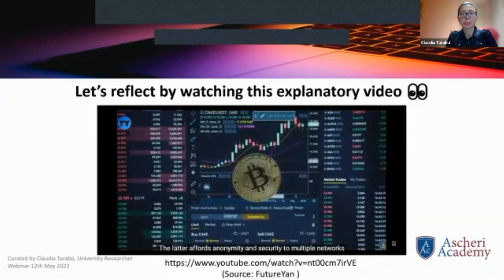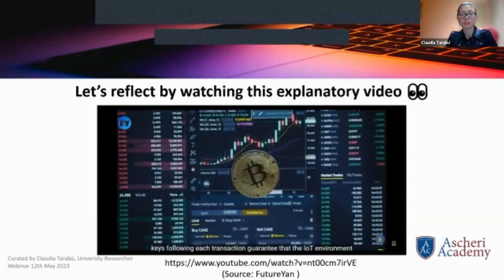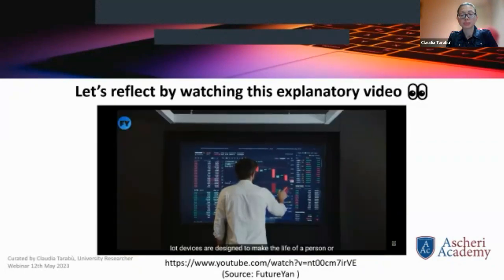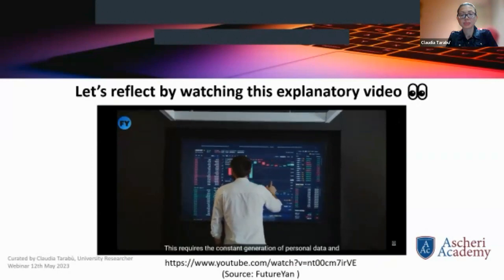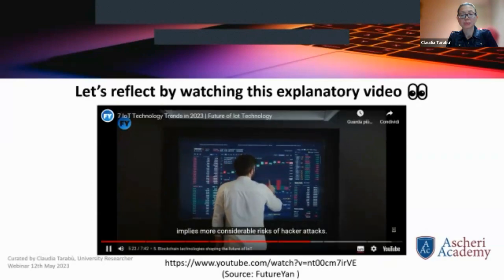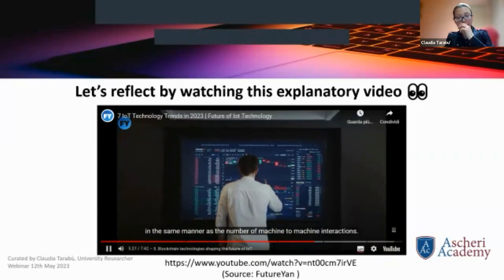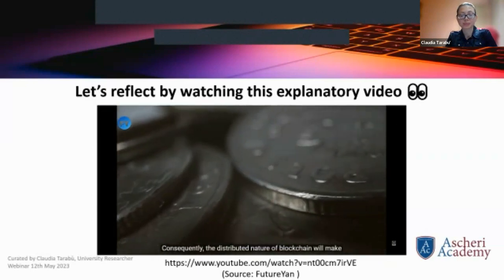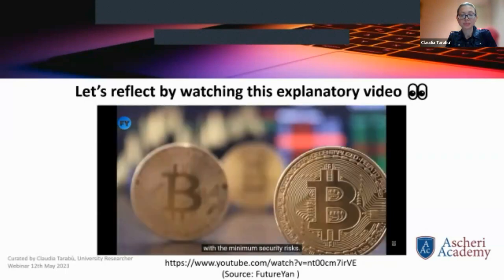The latter affords anonymity and security to multiple networks and their owners, while the digital signatures and private keys following each transaction guarantee that the IoT environment will be safe. IoT devices are designed to make the life of a person or an operating unit easier. This requires the constant generation of personal data and implies more considerable risks of hacker attacks. Besides, the amount of data is expected to expand exponentially, in the same manner as the number of machine-to-machine interactions. Consequently, the distributed nature of blockchain will make tons of data available at any time when it is needed and with the minimum security risks.